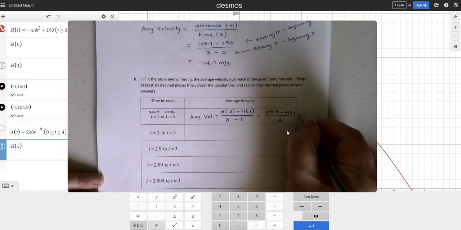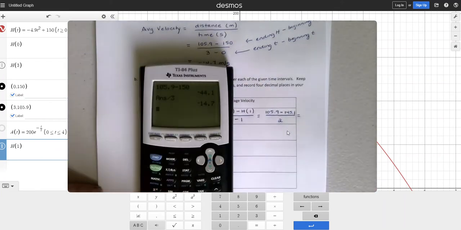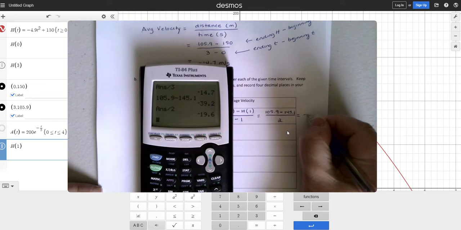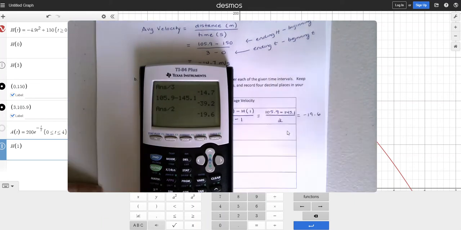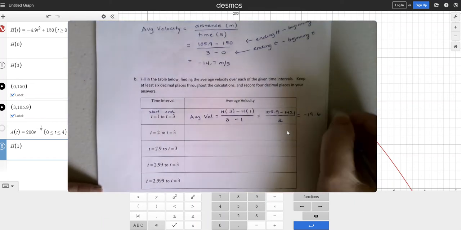And again, I'll just grab my calculator, and I have negative 19.6. Again, that's going to be in meters per second.